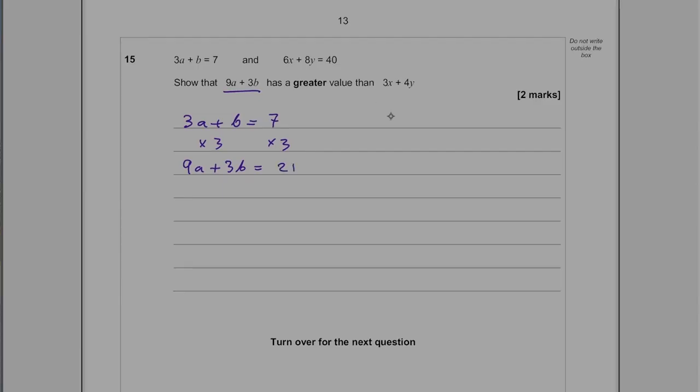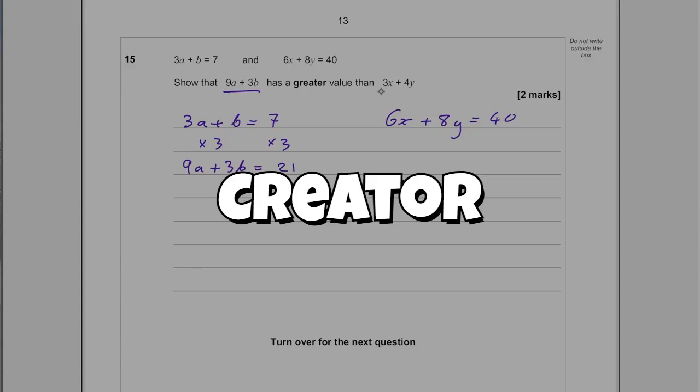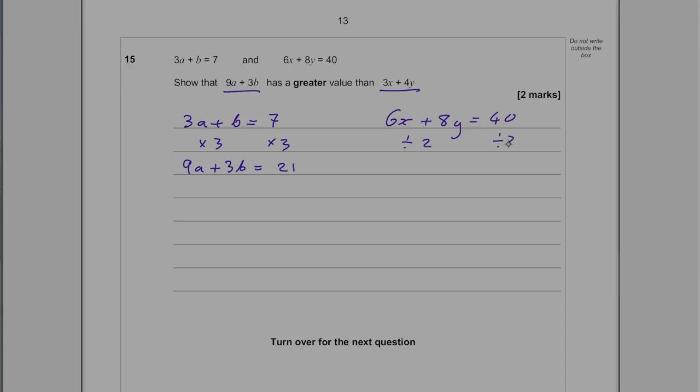And then if we go to the other side, we've got 6x plus 8y is equal to 40. So we want it to equal that, so we need to halve it, or divide by 2. So that would give us 3x plus 4y is equal to 20. So 9a plus 3b must be greater than 3x plus 4y.